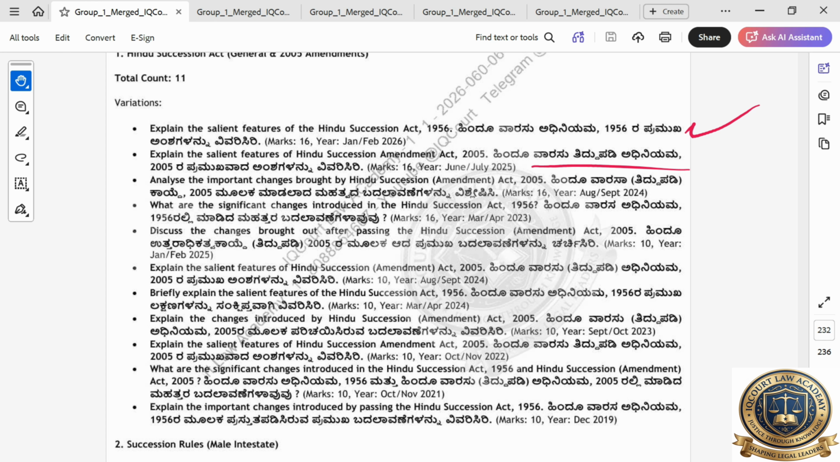What are the amendment changes that happened to the Hindu Succession Act? That is a very, very important question. Chances are there. 90% probability question.